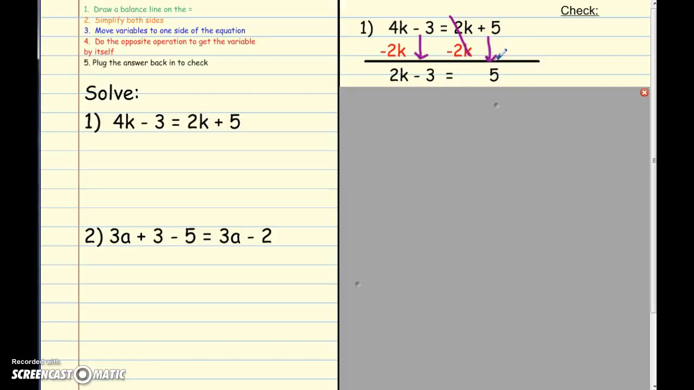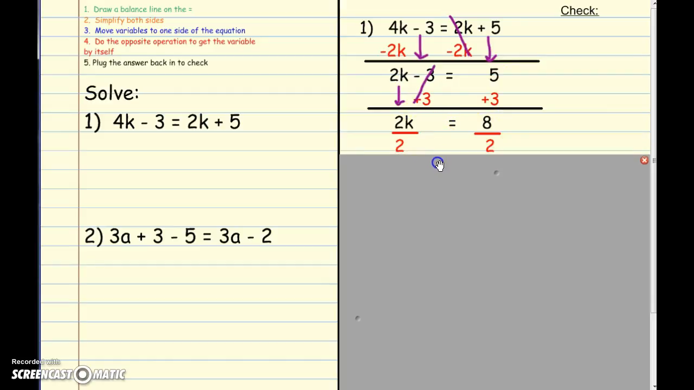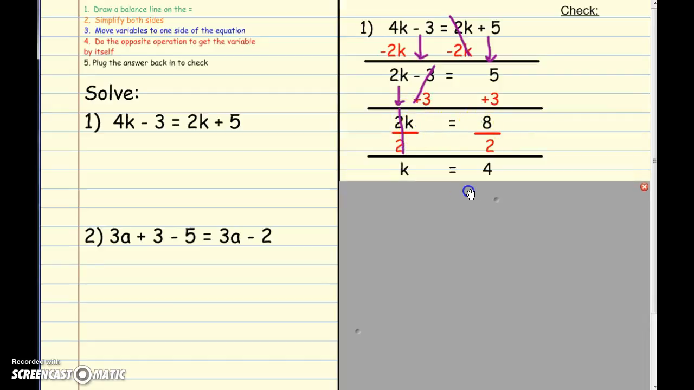Now this equation should look very similar to the problems in the previous lesson. Our goal is to get k all by itself. Since we have the k's on the left-hand side, we need to do something with that negative 3. To undo the subtraction of 3, we're going to add 3 to both sides. The reason we do that is to get it to cancel, because we want to solve for k. So I've got 2k on the left side equals 5 plus 3, which is 8. I want this k to be alone, so I'm going to divide by 2. 2 divided by 2 is 1k, and 8 divided by 2 is 4.